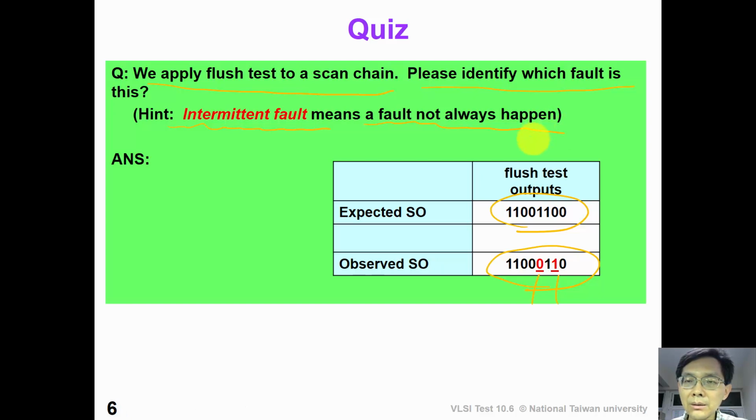Okay, have you got it? Since the rising is 1 cycle earlier and the falling is 1 cycle earlier, this is a hold time fault. However, some of the transitions are correct, so this is an intermittent hold time fault. Have you got it correctly?